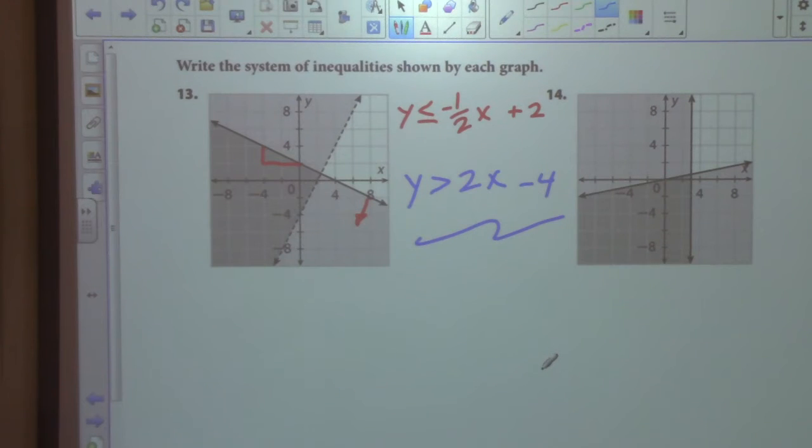Which one am I doing? Am I doing 14? Yeah. Okay. Give me a second. The first one that I did was the one that was horizontal-ish. She said horizontal-ish, not exactly horizontal, but pretty close to it.